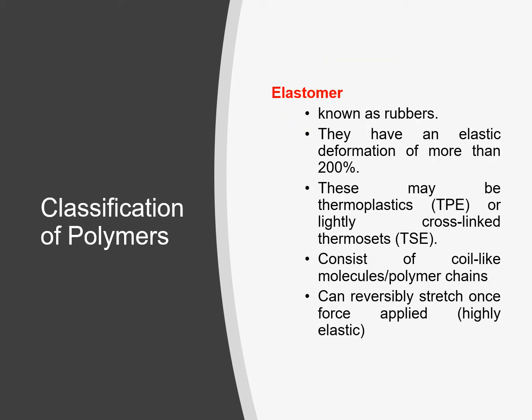And the third major class of polymer is called elastomer, or more commonly known as rubber. They have an elastic deformation greater than 200%, and this may be thermoplastic or lightly cross-linked thermosets. And they consist of coil-like molecules or polymer chains, which we will talk in more detail later on, and they can reversibly stretch once force is applied. And so, because of that, they are highly elastic material.